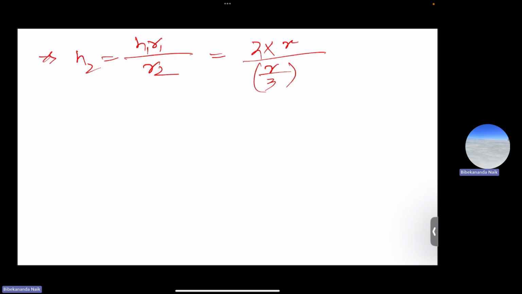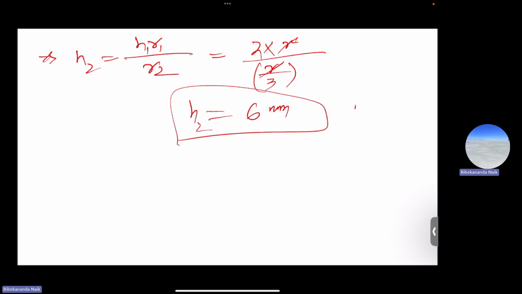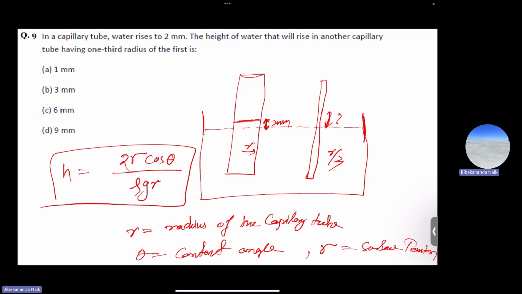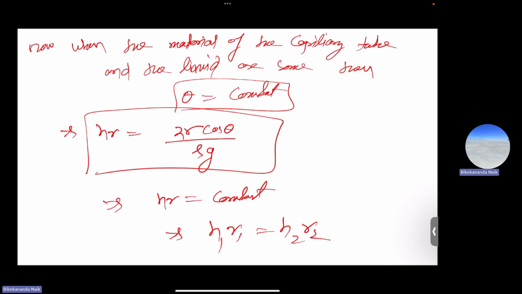So what will be the value of H2? It will be H1 R1 by R2. So it was 2 into R divided by R by 3. It will be 6 mm. So when the radius is one third, the height will become thrice, and the correct answer is option C, that is 6 mm. I hope this is clear to everyone.